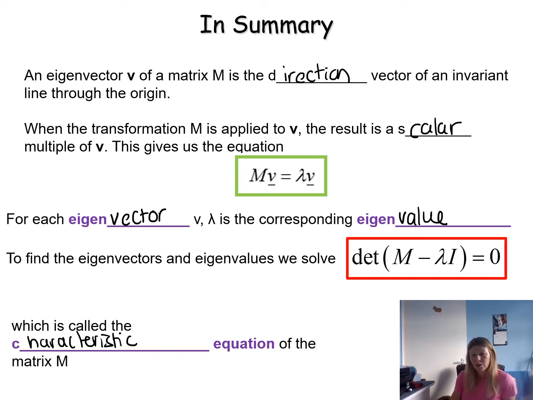Okay, so hopefully you've understood why we're doing that. When you rearrange that equation to try and solve for V, M minus lambda I cannot be invertible, as it would imply V was 0, so therefore this must be singular, and therefore the determinant must be 0.